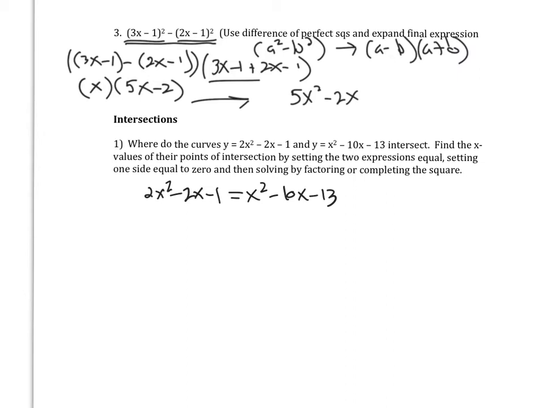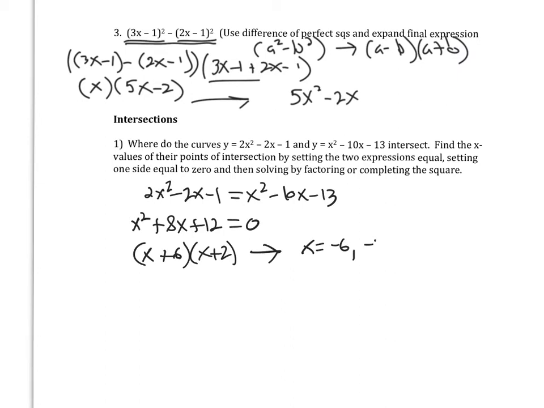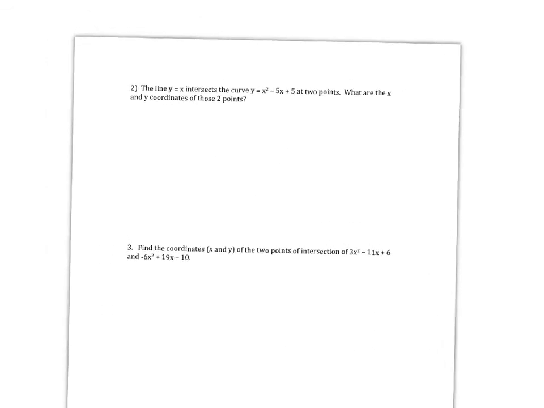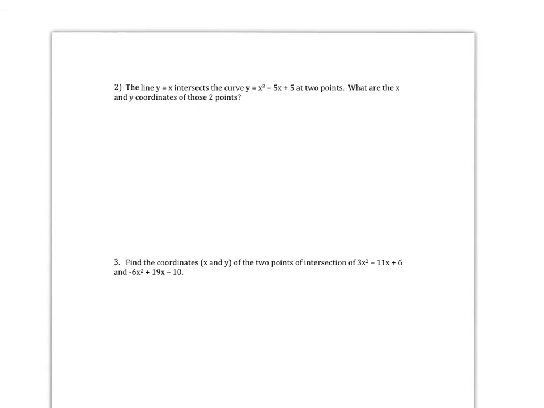So the methods that we have for solving something like this would have us setting one side equal to 0. So I'm going to subtract x squared, I'm going to add 10x, and I'm going to add 13, and so I end up with this. Now this is factorable to x plus 6 times x plus 2, so that gives us that x would be equal to negative 6 or negative 2. Okay, so it only asks us for the x values of the intersection points, so that's all we're going to produce here.